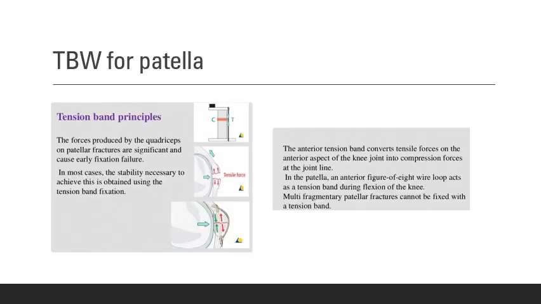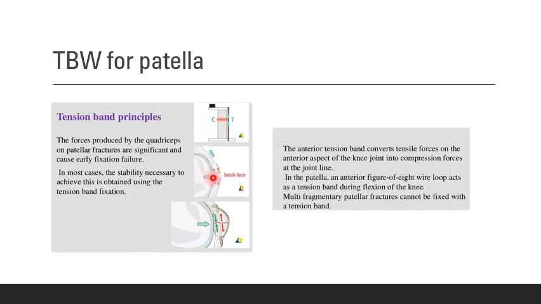The forces produced by the quadriceps on patellar fractures are significant and cause early fixation failure. In most cases, the stability necessary to achieve this is obtained using tension band fixation. Here weight is applied on the compression side eccentrically. On the tensile side there is a tension band. So there is a uniform compression at the fracture site.